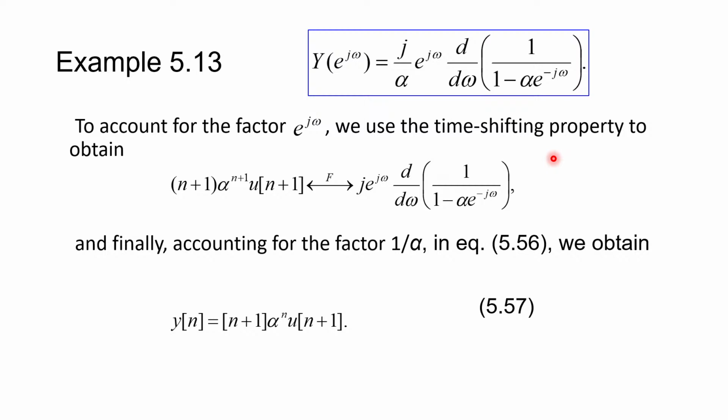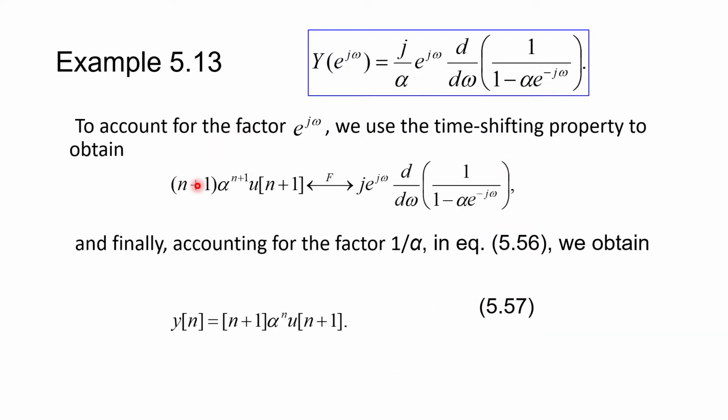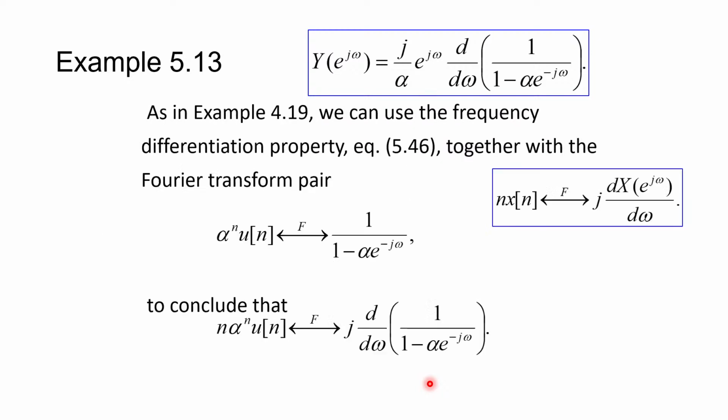Oh, so it's doing a different order. So we get this form, then we change from n to n plus 1 to get the H j omega. And finally, there is alpha. We just divide both sides by alpha, and then you get this thing. And on the other side, you get your n plus 1, and alpha to the n plus 1 divided by alpha, which is alpha to the n, and u of n plus 1.